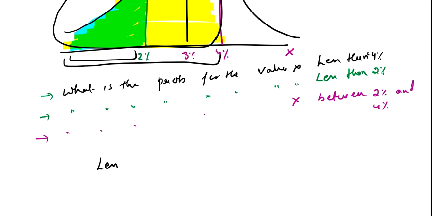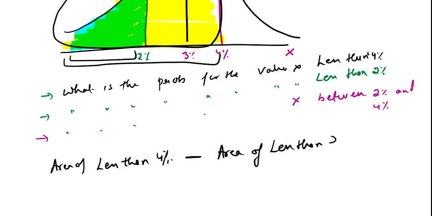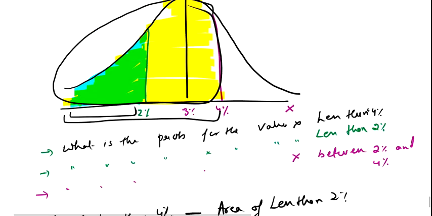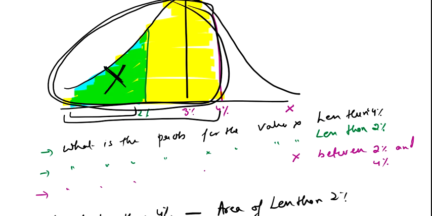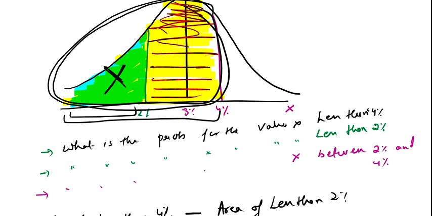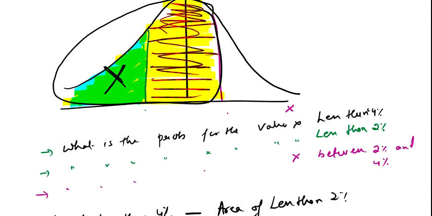Means the area of less than 4%. Clear? And we will minus the area of less than 2%. Clear? So see, from the whole yellow portion, if you will remove this green portion, what are you left with? You are left with this portion, and this portion is the area between 2% and 4%.